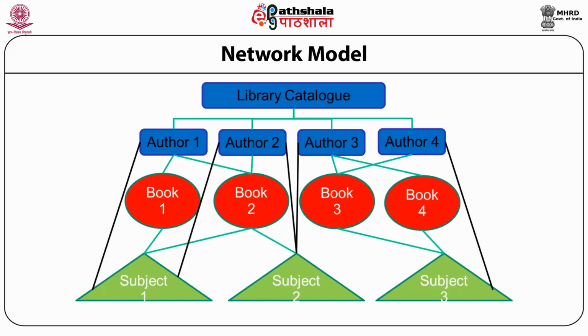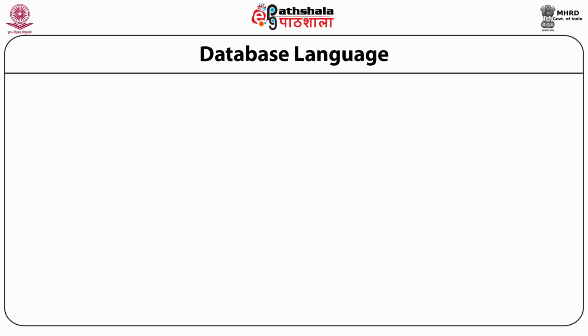In the network model, the data can be represented not only from top to bottom, but also from bottom to top. It is a bit different from the hierarchical model. In the hierarchical model, data can be represented only from top to bottom, whereas in the network model, it can be done both ways.